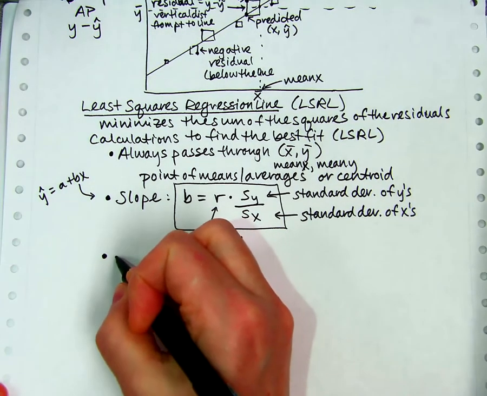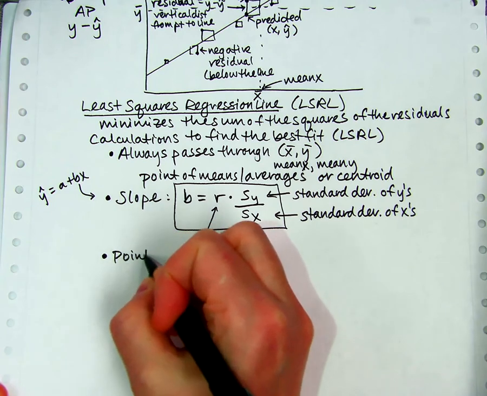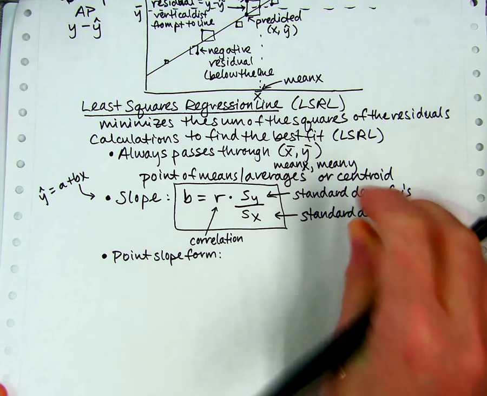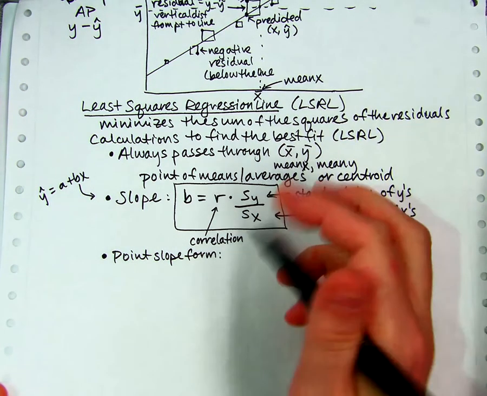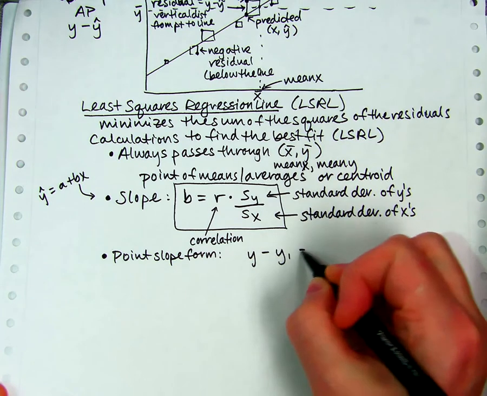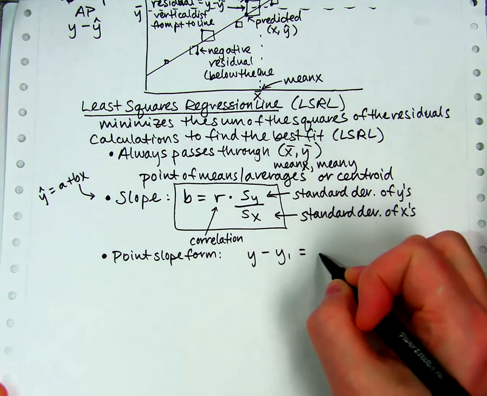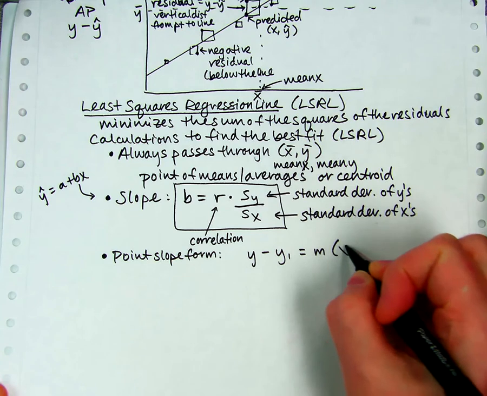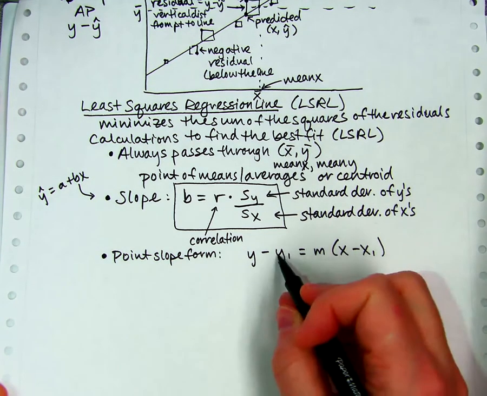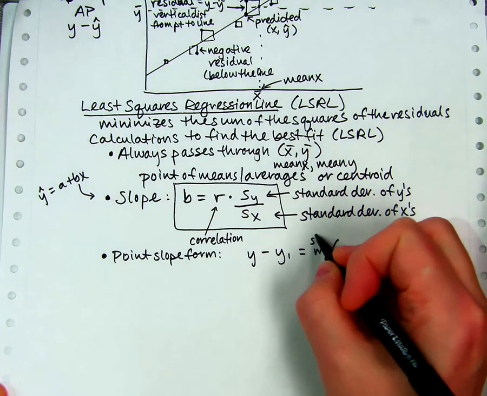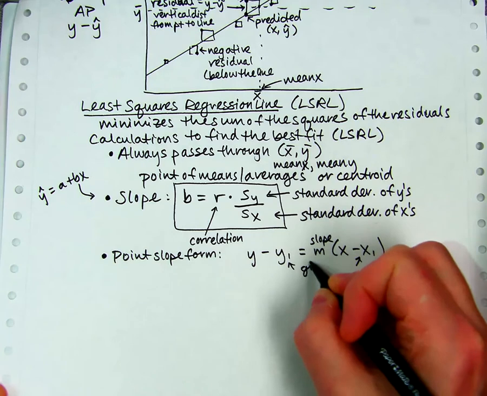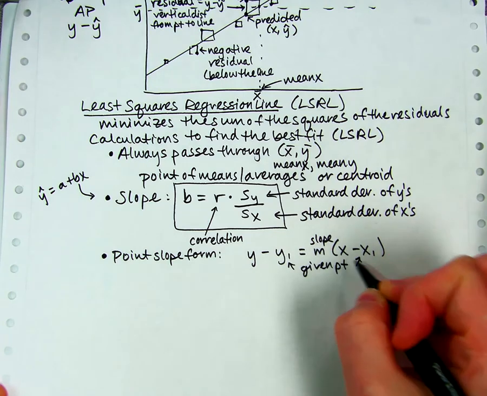So I'm going to remind you of point-slope form. If you know a point and a slope, you can find the equation of the line. So I'm going to write it out the way it looks in Algebra 1, and then I'm going to change it to what it looks like in statistics. So in Algebra 1, we do it this way, where x1 and y1 are a point that we know, and m is the slope. So we have our slope, we have a given point, and I hope that looks familiar to you.